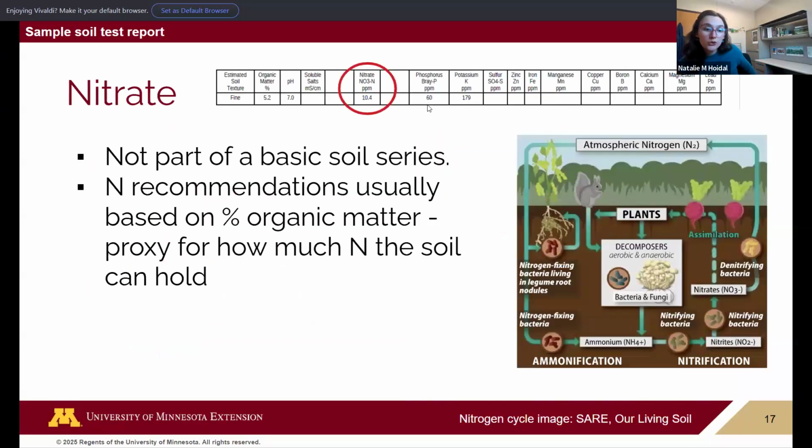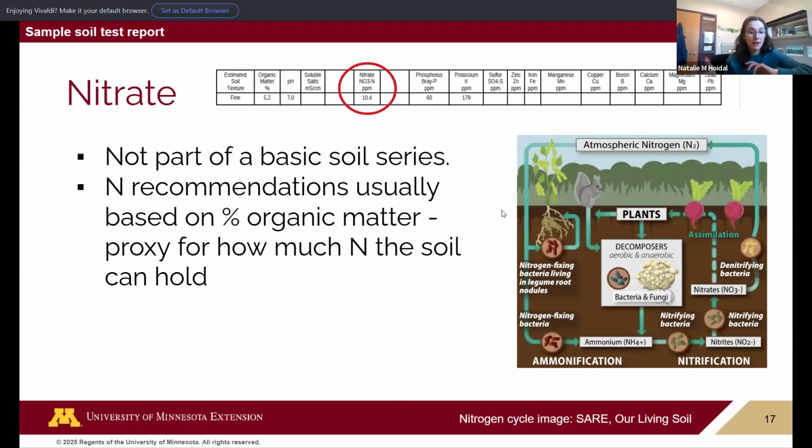And so we don't usually include nitrate on a soil test. So in my example soil test here, there is nitrate, but if you do a basic soil test, you are not going to see this. And the reason for that is a soil test is not a great way to actually know how much nitrogen is in your soil. In part because it's moving around, it's going through the nitrogen cycle, and a soil test is just a snapshot in time. So instead, we actually use organic matter as a proxy for how much nitrogen our soil can hold.